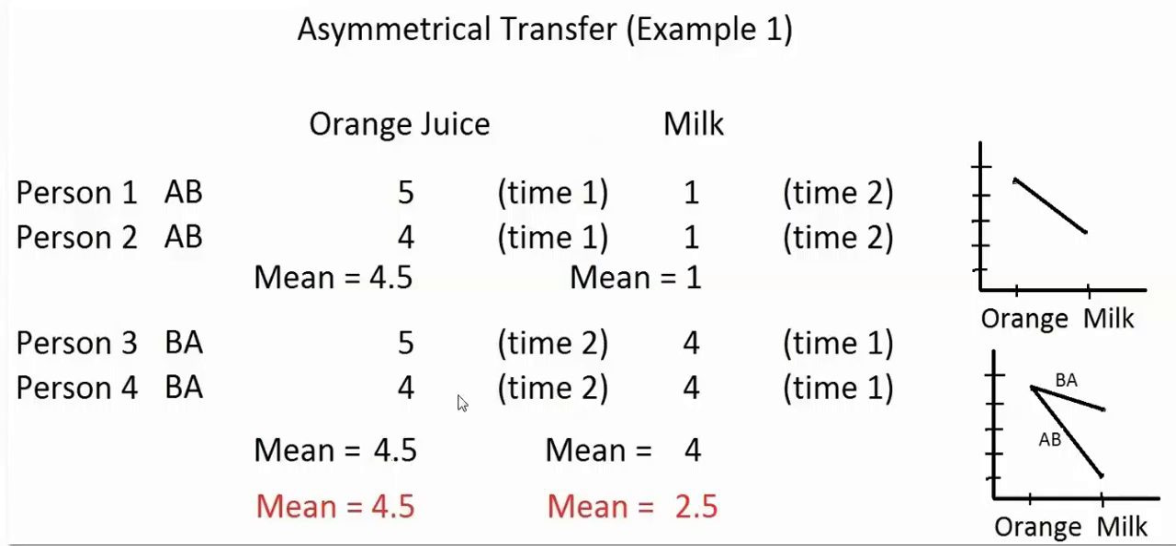In this study, the difference between the mean of 4 orange juice ratings and the mean of 4 milk ratings was exaggerated because these two low ratings up here brought down the mean of the 4 milk ratings, and that created a larger difference between the means of the two conditions.